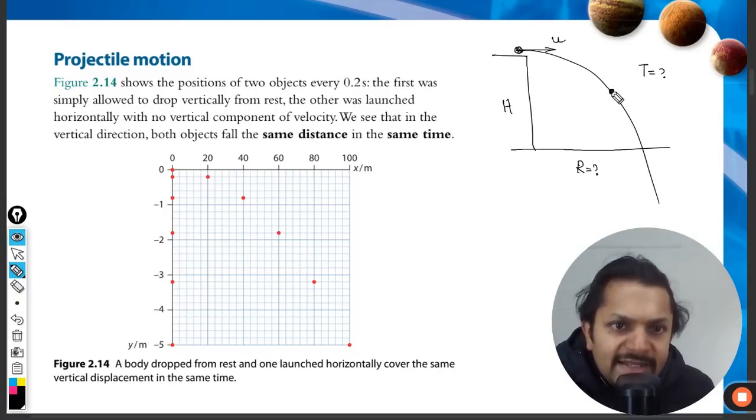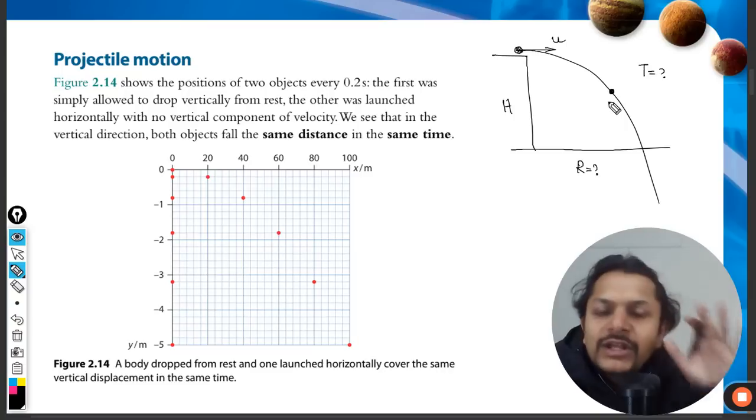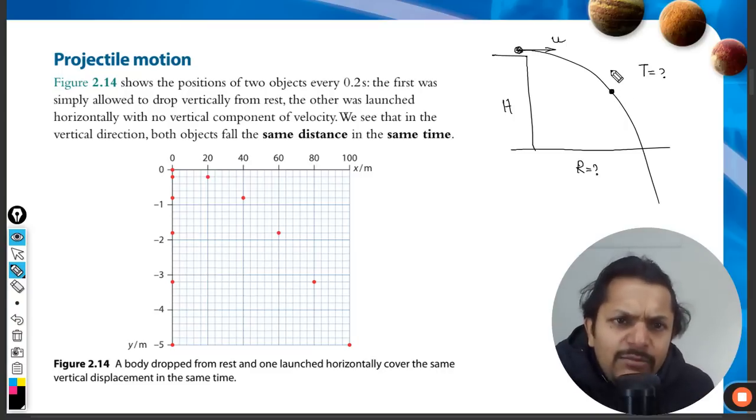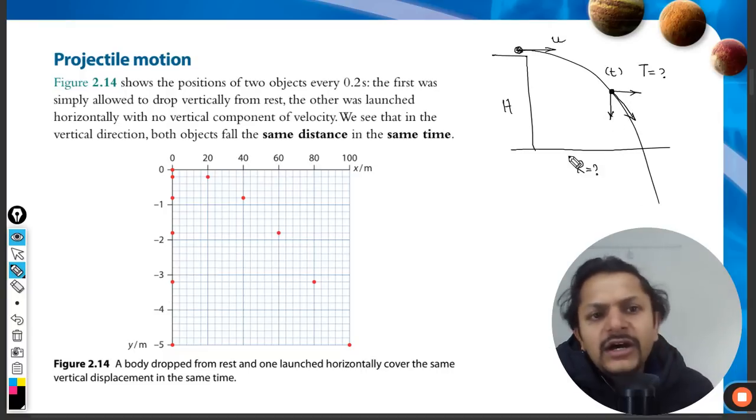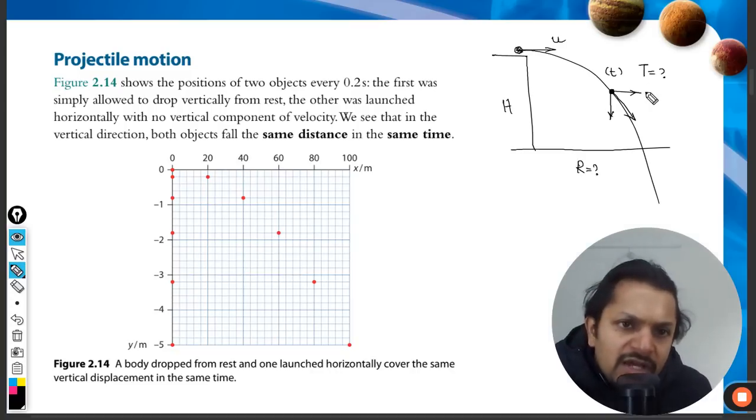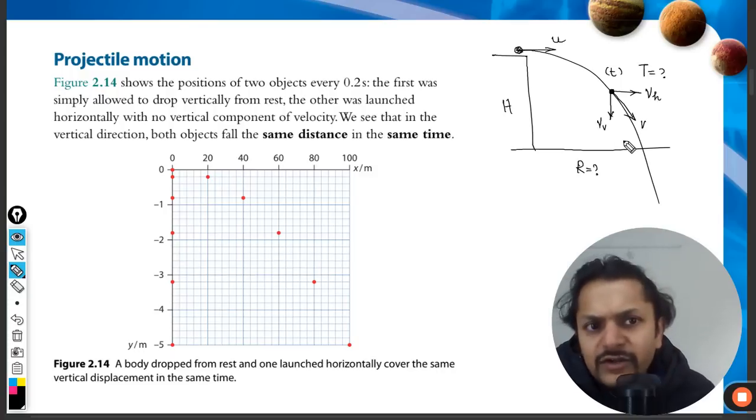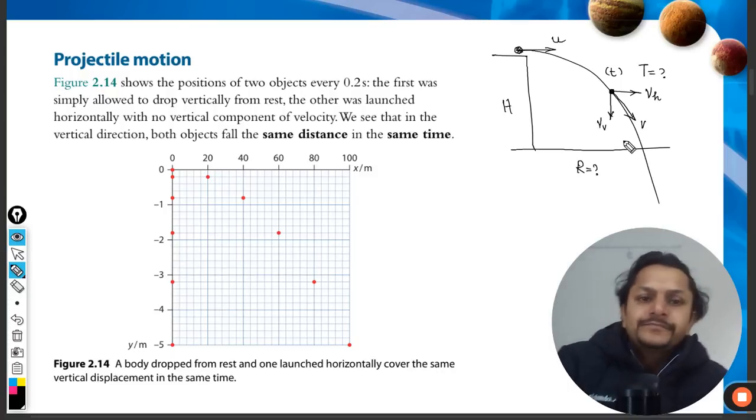Okay. So again, we will be moving into SUVAT equations, but let us see how we're doing it. Let us assume an instantaneous position of the body at this point. The time that has elapsed is t, and so it will have a horizontal direction velocity, a vertical direction velocity, and there will be a total velocity like this. So this will be vh, this will be vv, and this is the final velocity v.